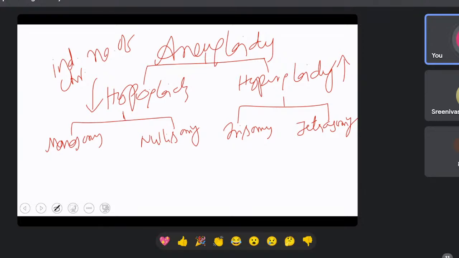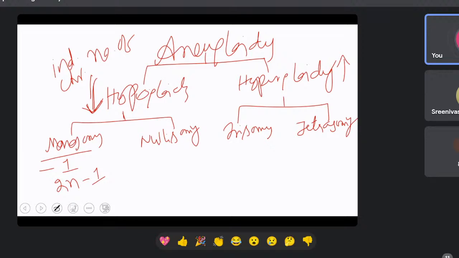So monosomy, what is monosomy? In hypoploidy, there is loss of number of chromosomes. Mono means single. So one chromosome, if it is lost, then it is called as monosomy. Here, there is loss of one chromosome. How we are going to show it? In a diploid individual, 2n, one chromosome is lost. We show this as 2n minus 1.